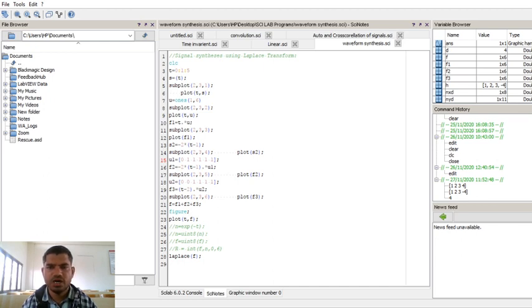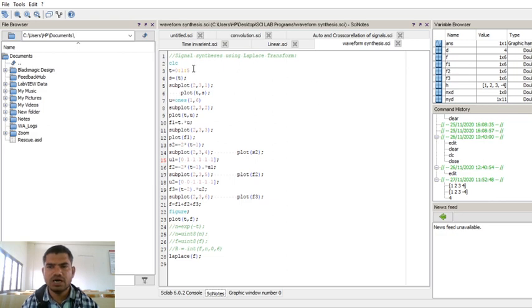Here different functions are there: F1, F2, F3, three functions. Those three functions we have to add. Here I am writing a program for waveform synthesis using a Laplace transform. Now this is the program for waveform synthesis using Laplace transform.